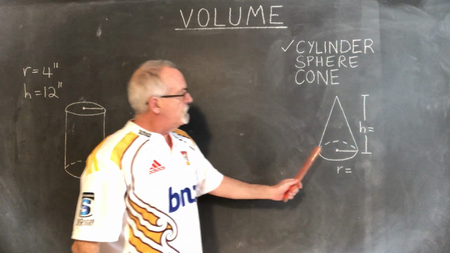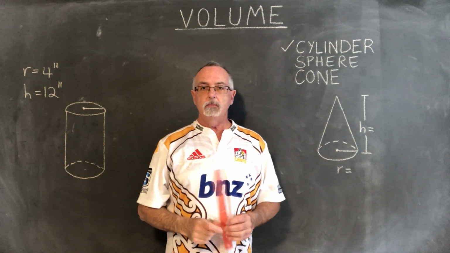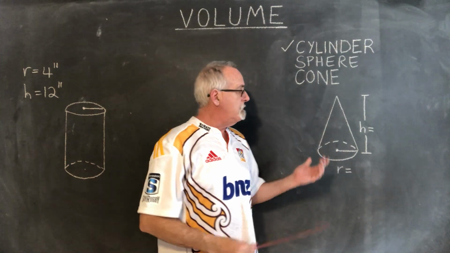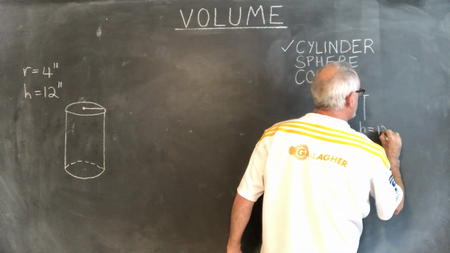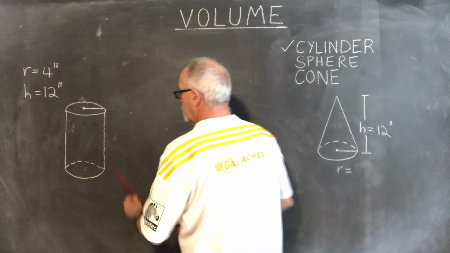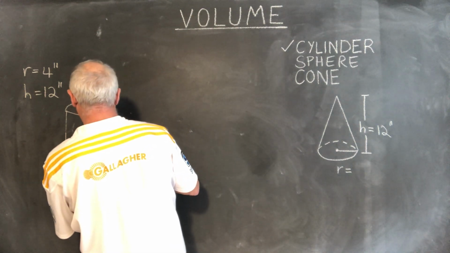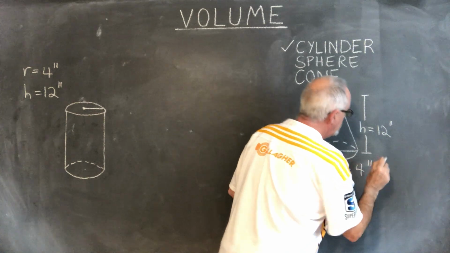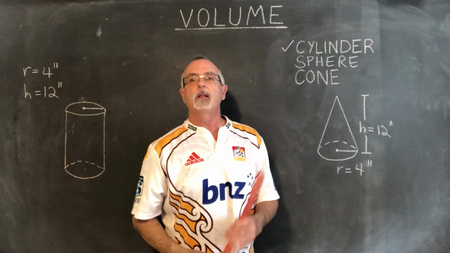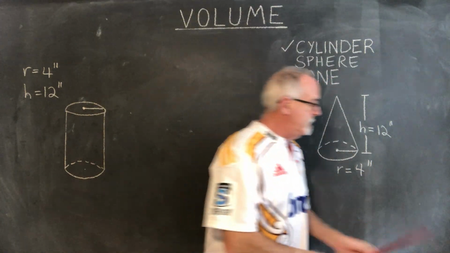Interesting. So, would they have the same volume? They seem to have the same height, which is 12 inches. I'll mark that here. And they have the same radius as well, this 4-inch radius. Yes, this is a 4-inch radius. Okay, so they're not going to have the same volume, are they?